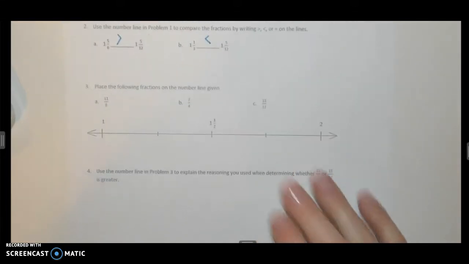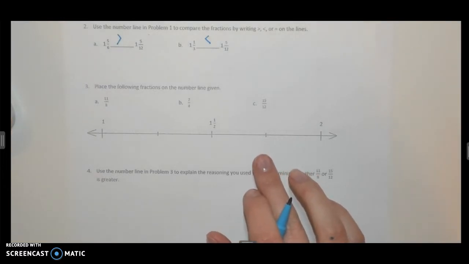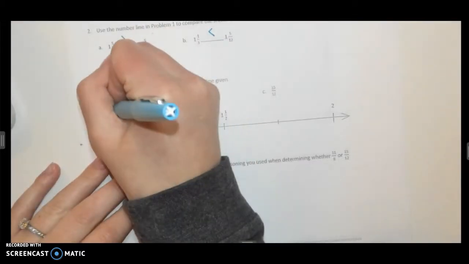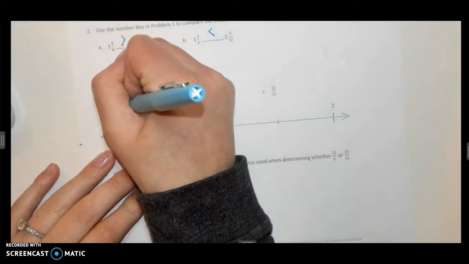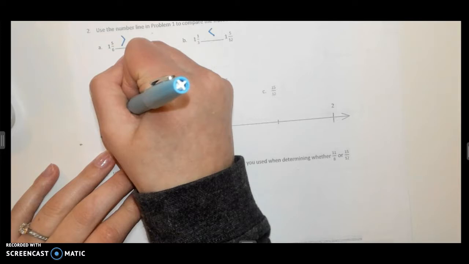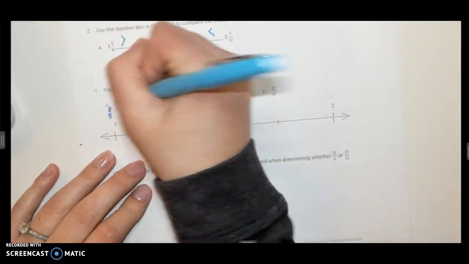Okay. Place the following fractions on the number line given. So here we're going to do that same thing. We have 11/8, so out of that we can get 8/8. And then how many more to make 11 would be 3, so 3/8. So 1 and 3/8 would be your mixed number.